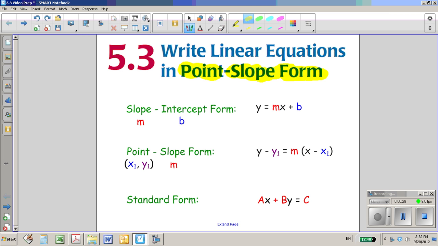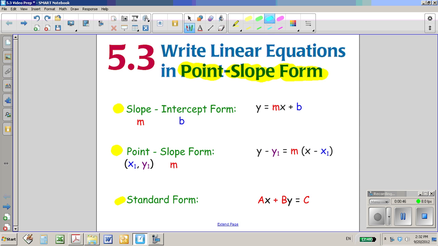We have slope-intercept form, which was our section 5.1 and 5.2. Now we're going to work with point-slope form. We are using this form when we are given a point, so an x and a y coordinate, and we're given a slope. And then we have standard form, which we'll cover in future sections.